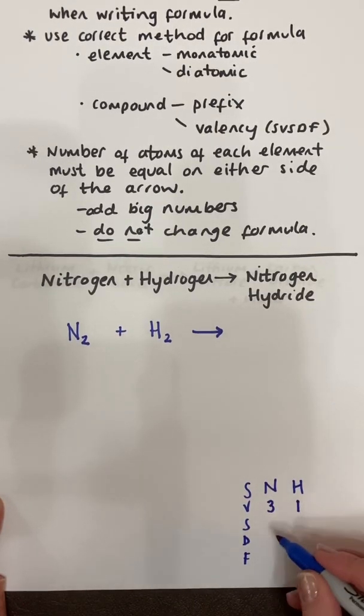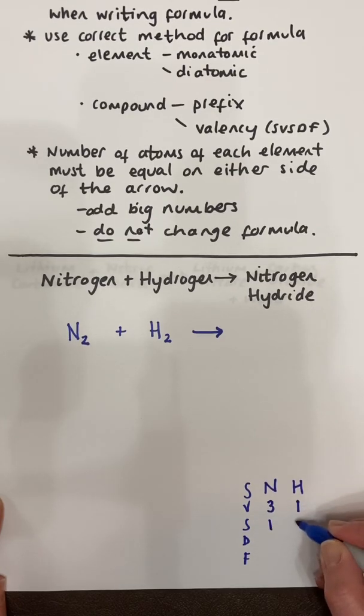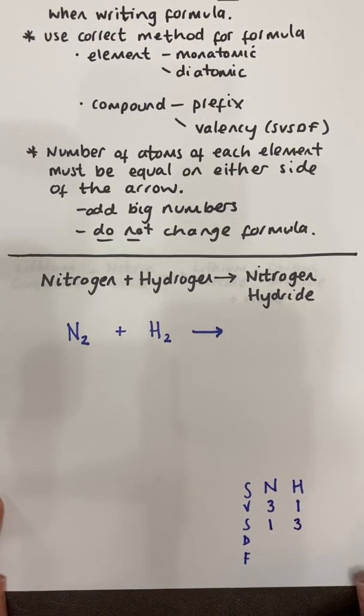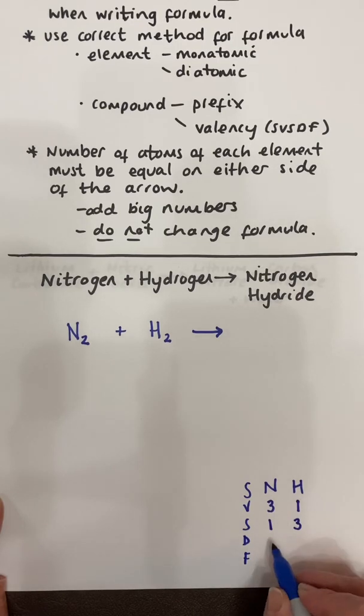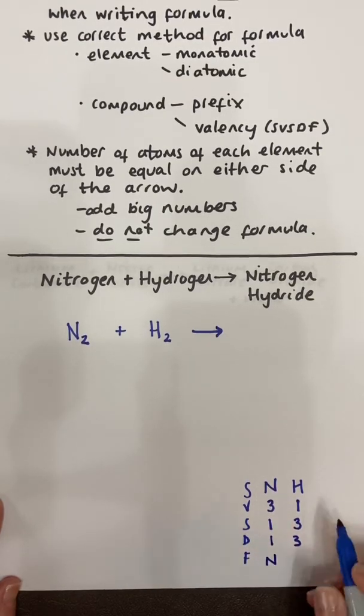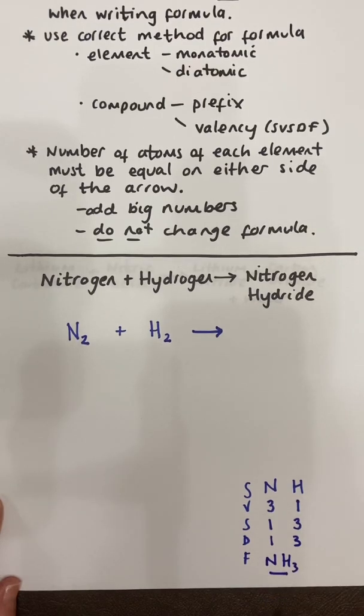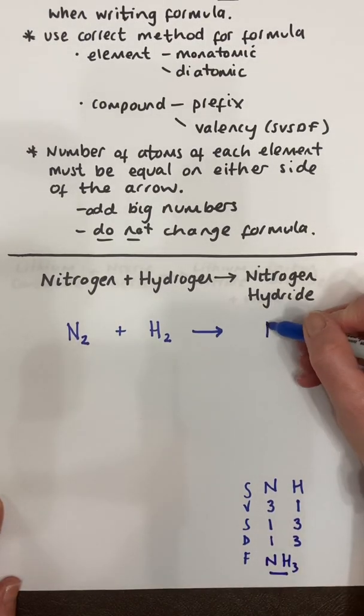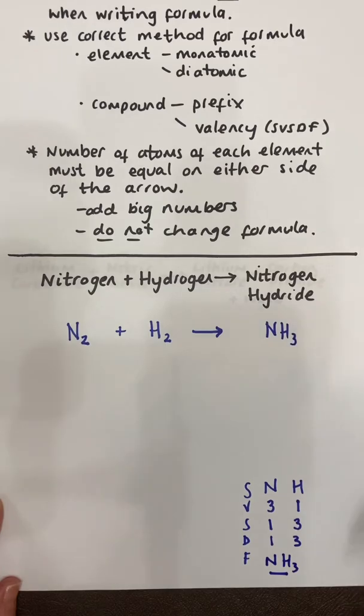S here means, remember, swap. So I swap my valencies over to give me a 1 to 3. D stands for divide, if I can, to give me a simpler whole number ratio. That's the simplest ratio I can get, so I'll leave it as it is, 1 to 3, which tells me I have 1 nitrogen, which I don't have to show, and 3 hydrogens, so my formula is NH3. That's the formula I now take up to here, so NH3.